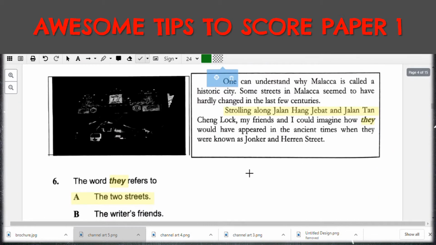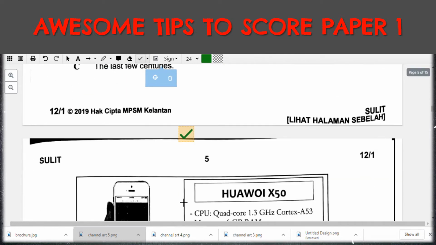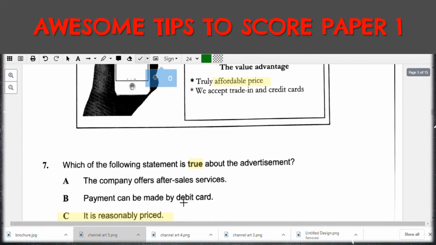So let's move to question 6. The word day refers to the word day. So look out for day. Okay, here. See, strolling means walking. Walking along Jalan Hang Jebat and Jalan Tan Cheng Lock. So this day here refers to these two jalan. So jalan here is actually streets. So answer is 6A.